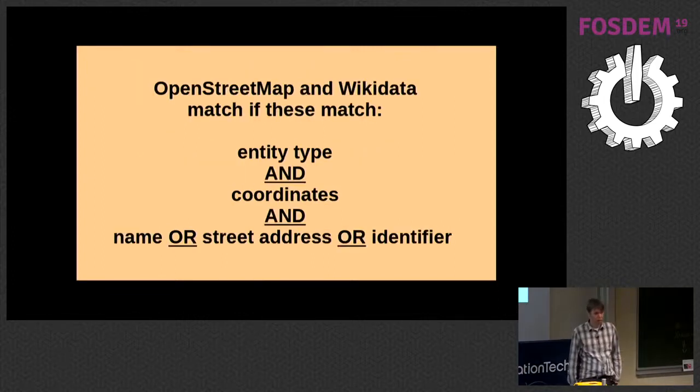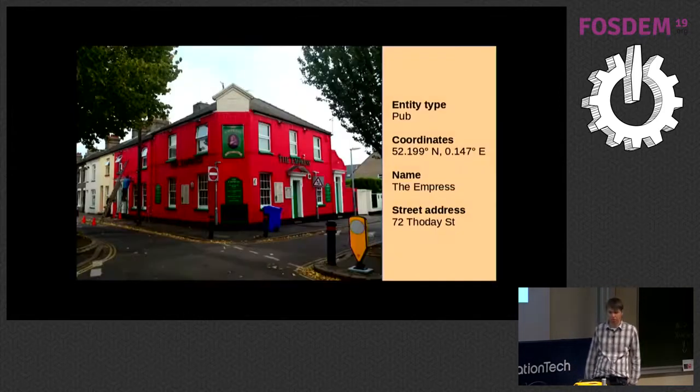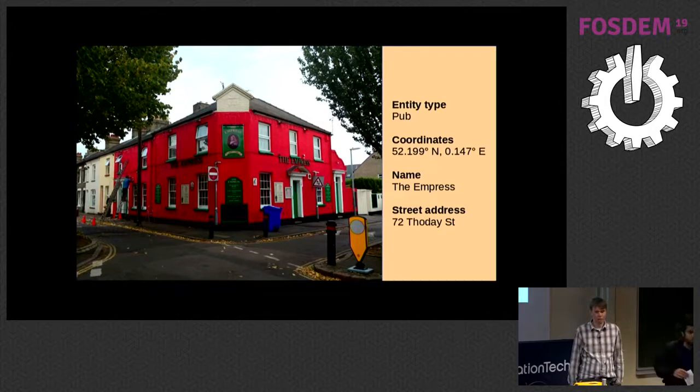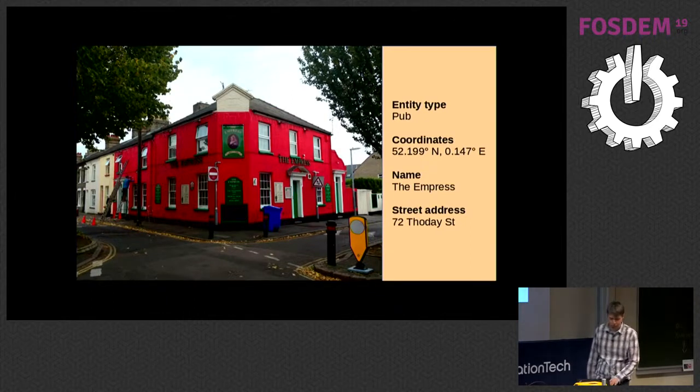So the system uses these matching criteria for deciding if something is a match between the two systems. Here is an example. Here's a pub. So, entity type, coordinates. The system looks at the name and sees if the name is the same. It does some normalization on the name. It lowercases the name and removes bits and pieces like that, and if it can't match on the name, then it'll try matching on the street address.